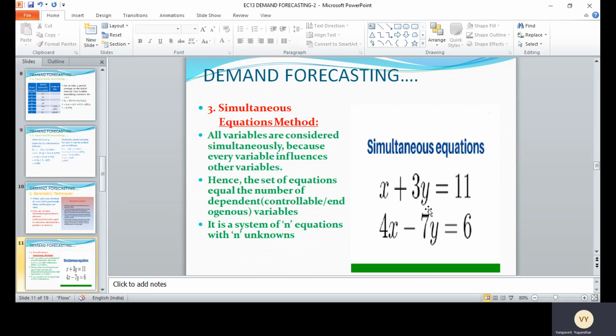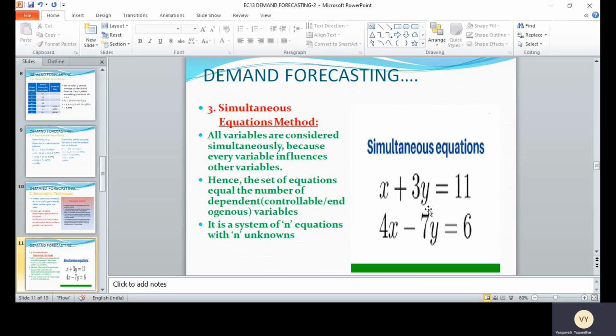Next, the simultaneous equations method. In this we come across a number of equations and a number of variables, and all variables are considered simultaneously. In the previous methods, we had one variable, two or a few variables. But the specialty of this method is that at a time, all variables are considered. Like we discussed about the demand function: income, taste and preference of customers, expected incomes, expected prices, prices of related goods. All variables that influence the demand are considered. That's why it is named the simultaneous equations method.